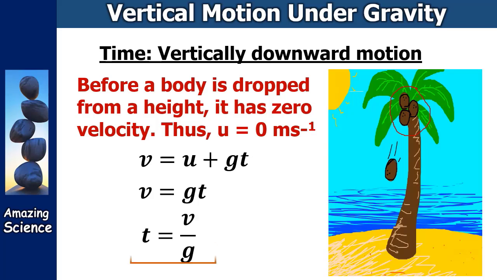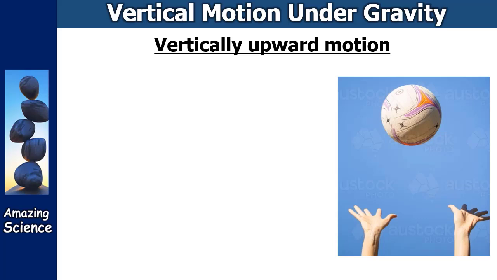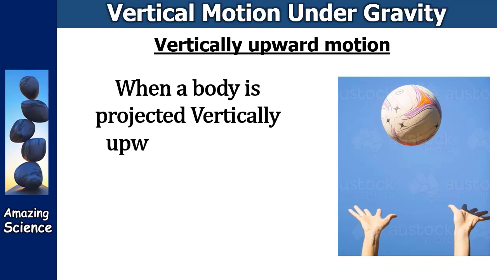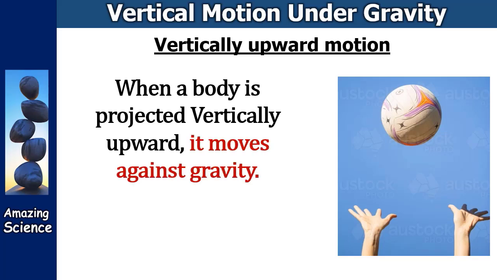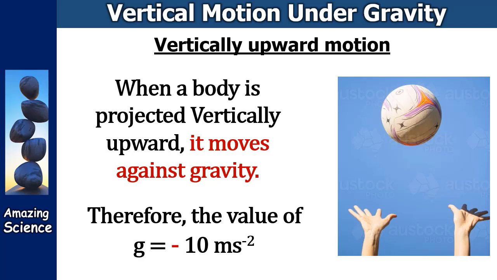Now let's consider the second case, which deals with when a body is projected or thrown vertically upward. When a body is thrown vertically upward, its motion is in the opposite direction of gravity. This means that the object moves against gravity. Therefore, the value of acceleration due to gravity, which is 10 meters per second squared, would have to be negated because they are moving in opposite directions.